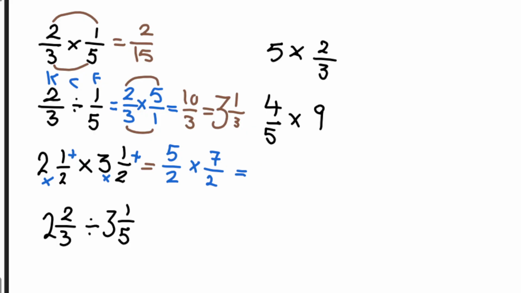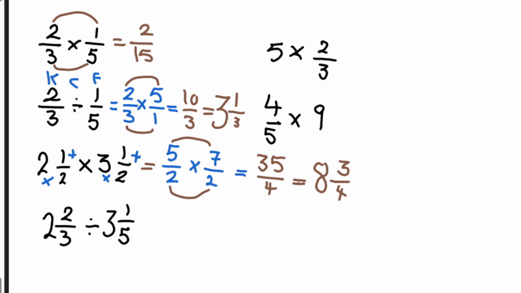Now it's multiplication. How do we do it? Multiply the numerators, multiply the denominators. 5 times 7 is 35, divided by 2 times 2 is 4. And again, it's an improper fraction. We don't leave the answer as an improper fraction. So how many times does 4 go into 35? It goes 8 times. What's the leftover? 3. And keep the same denominator.